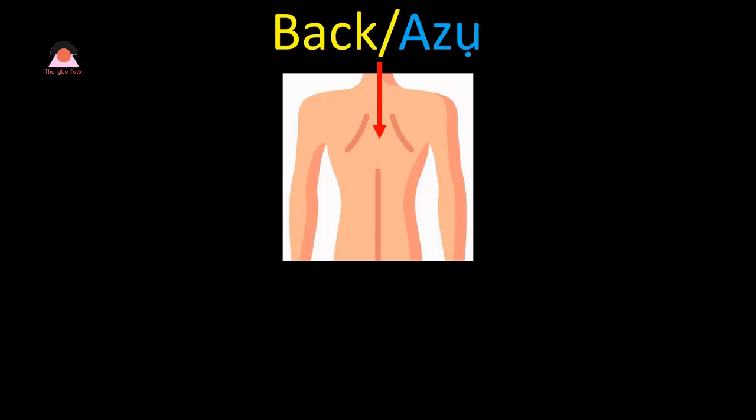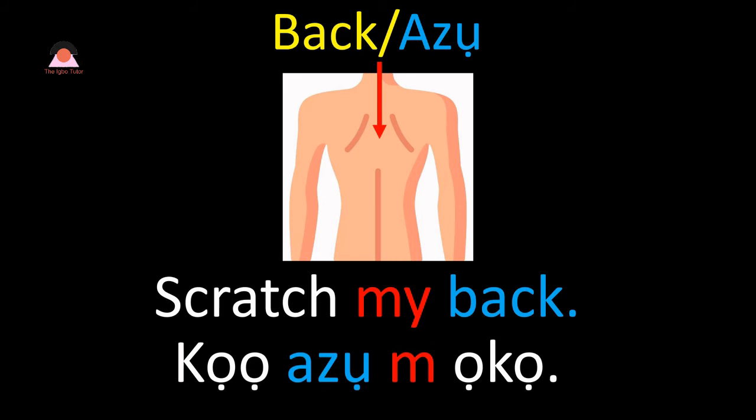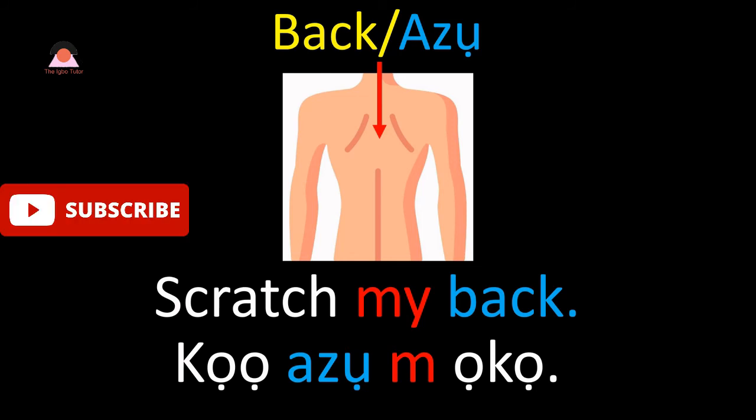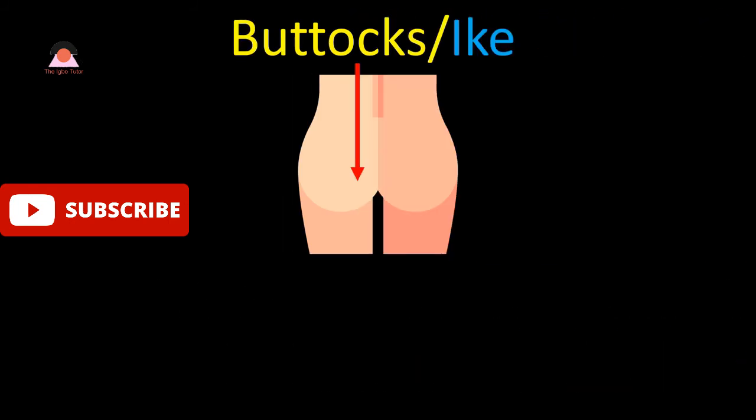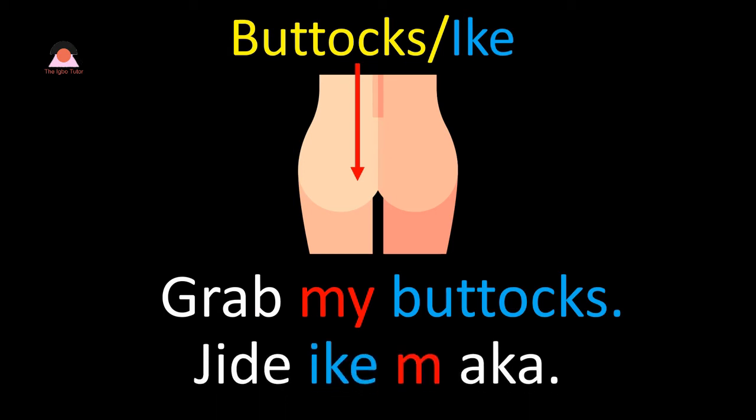Back, azụ. And the phrase, scratch my back: Kọọ azụm ọkọ. Buttocks, ike. Please pay attention to the sound. If you don't pronounce it this way, it will mean something else. And the phrase, grab my buttocks, which means jide ike m aka.